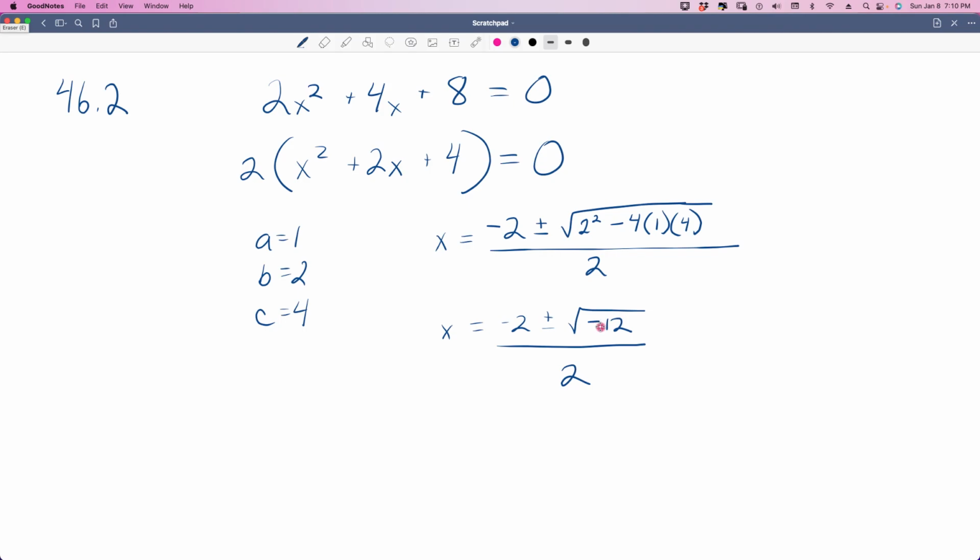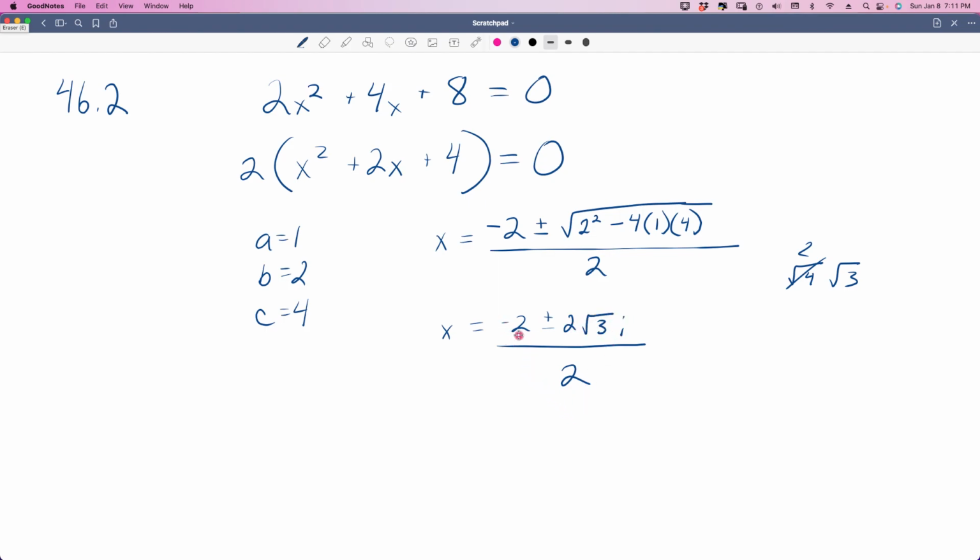Negative 12, we're going to get rid of this negative and make it an i, right? So we're going to get rid of the negative there by pulling that i out. And now we can factor this 12. We know that that would be the square root of 4 times the square root of 3. So we can bring a 2 out of that. So then this would become 2 times the square root of 3i.